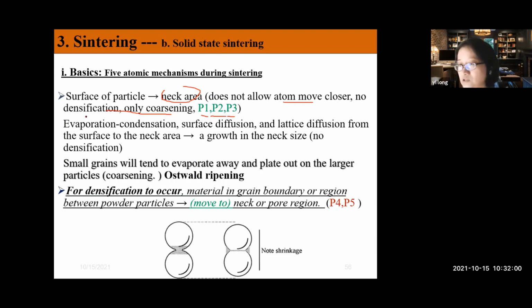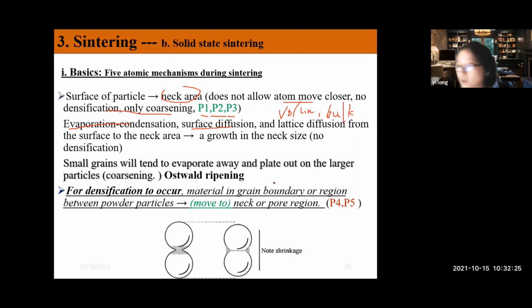P1 is evaporation-condensation, P2 is surface diffusion, and P3 is lattice diffusion. Some people use volume diffusion, some people use lattice diffusion, some people use bulk diffusion. If you read books or papers, different people use different names, but they're all talking about the same thing, which means the atoms do not move through the surface, but move below underground.